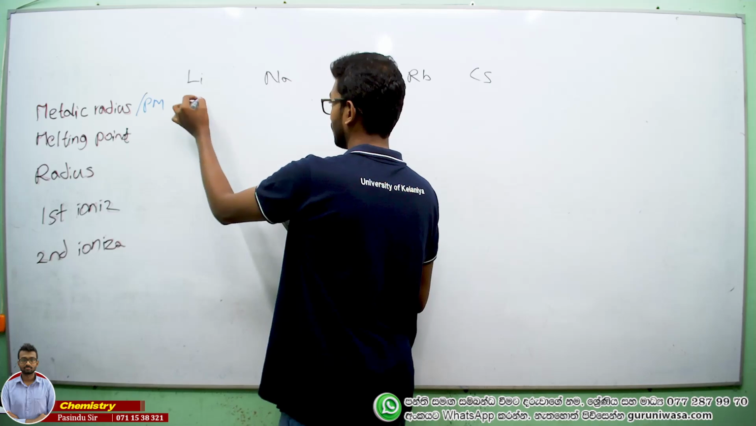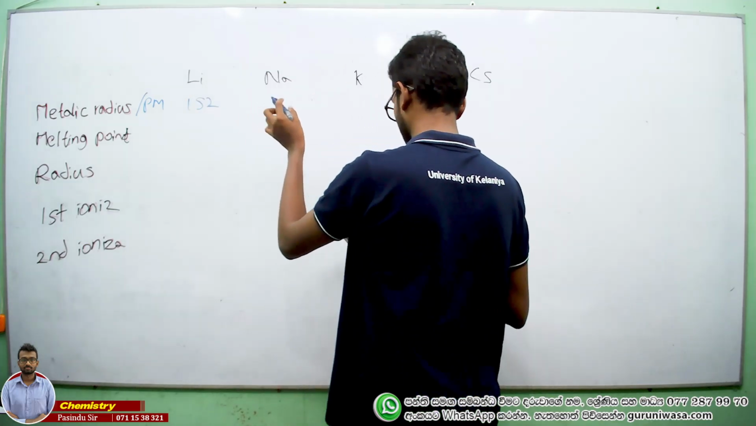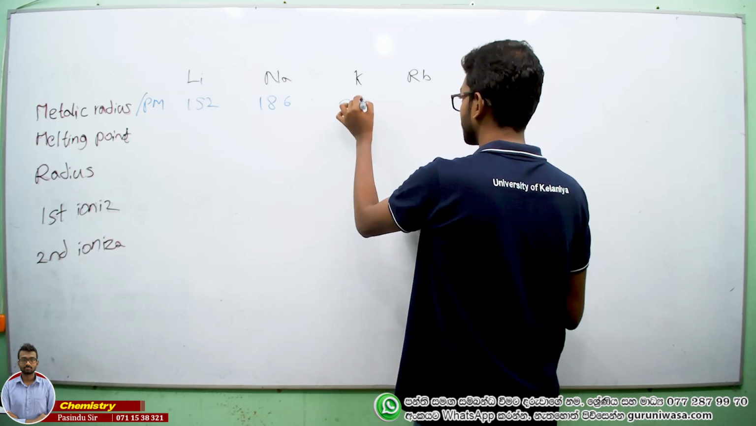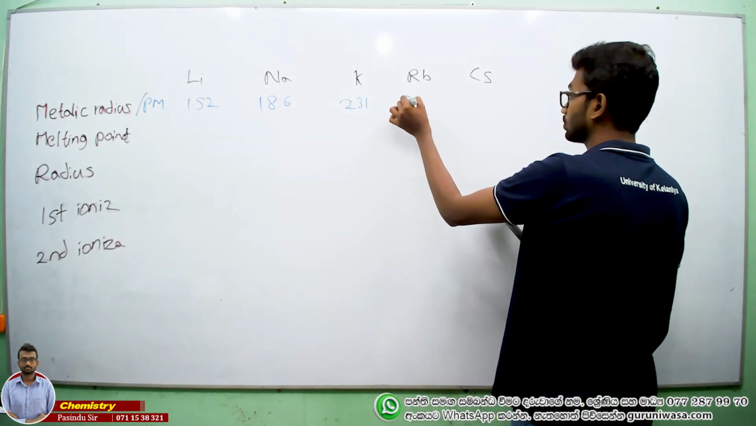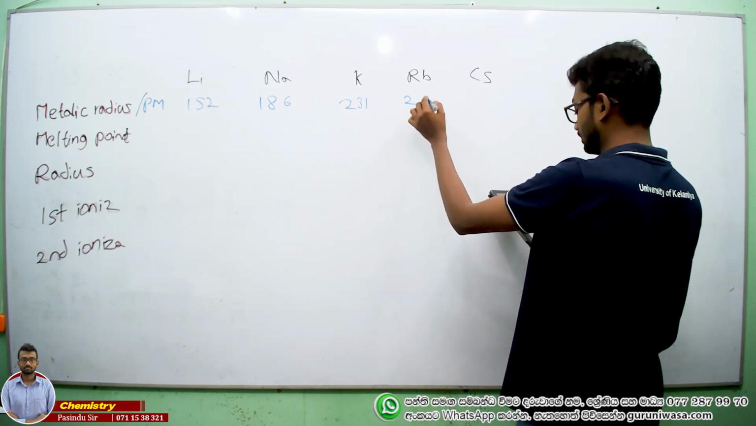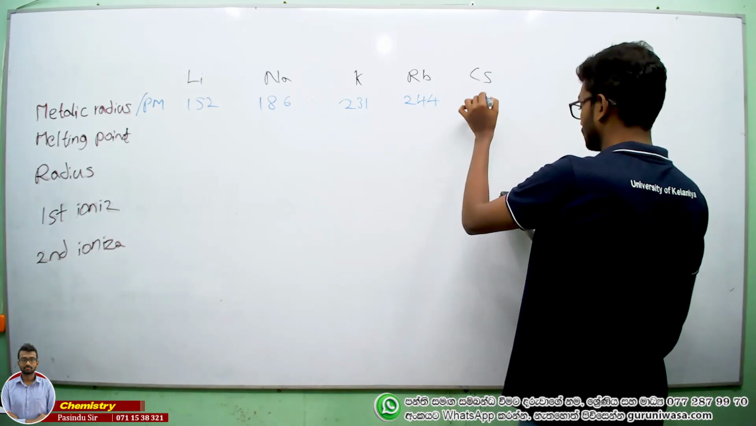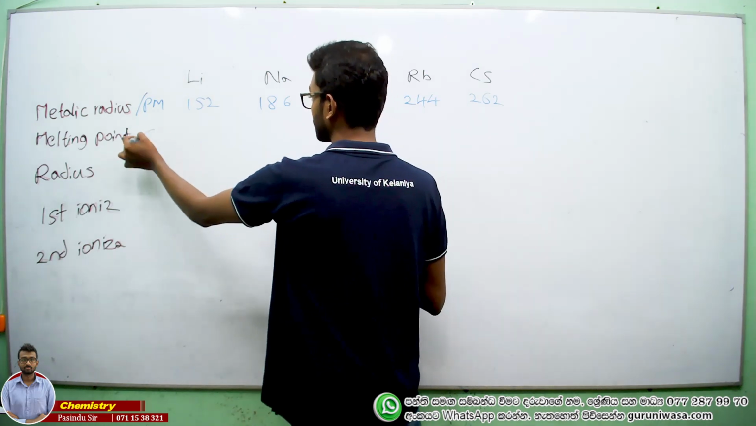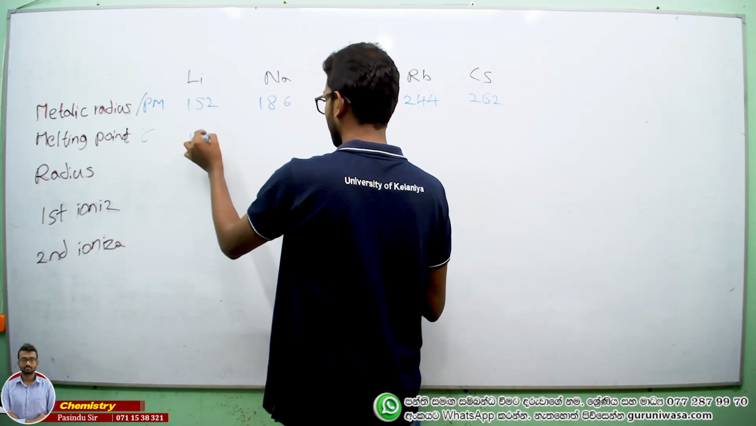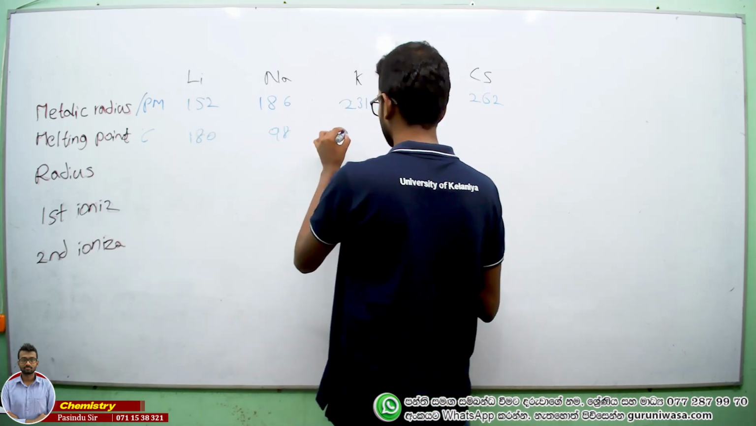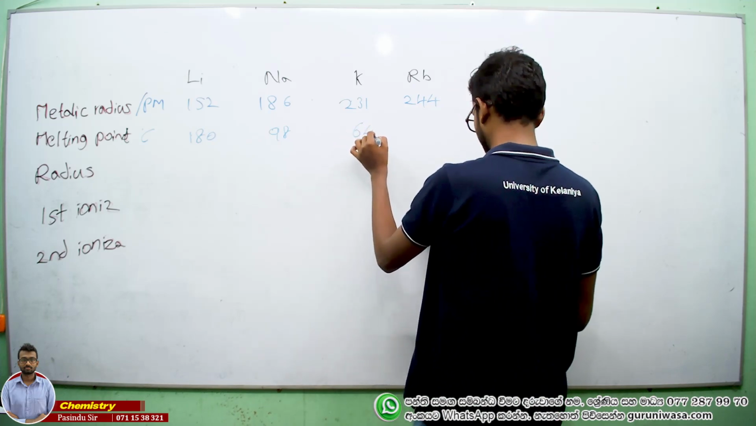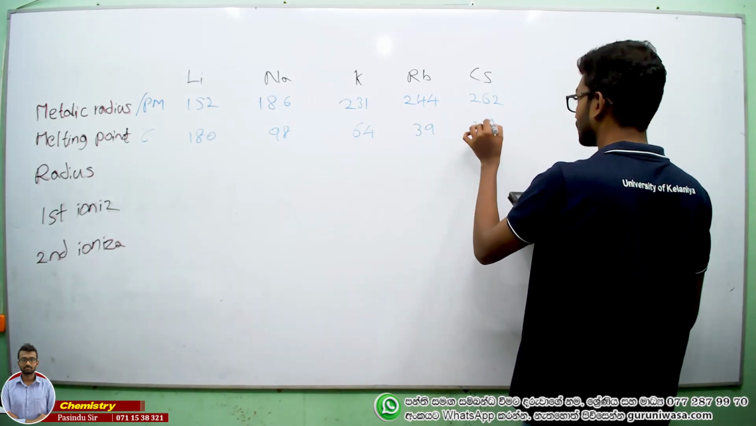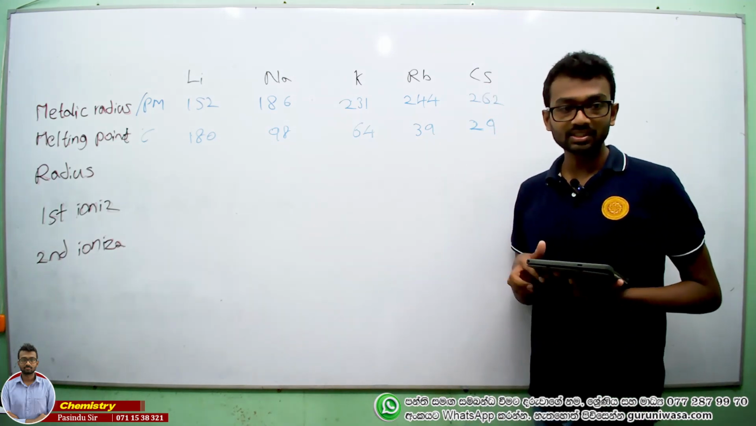Lithium 152, 186, 231, 244, 262, right? Melting point in Celsius: 180, 98, 64, 39, 29, right? 29 actually.